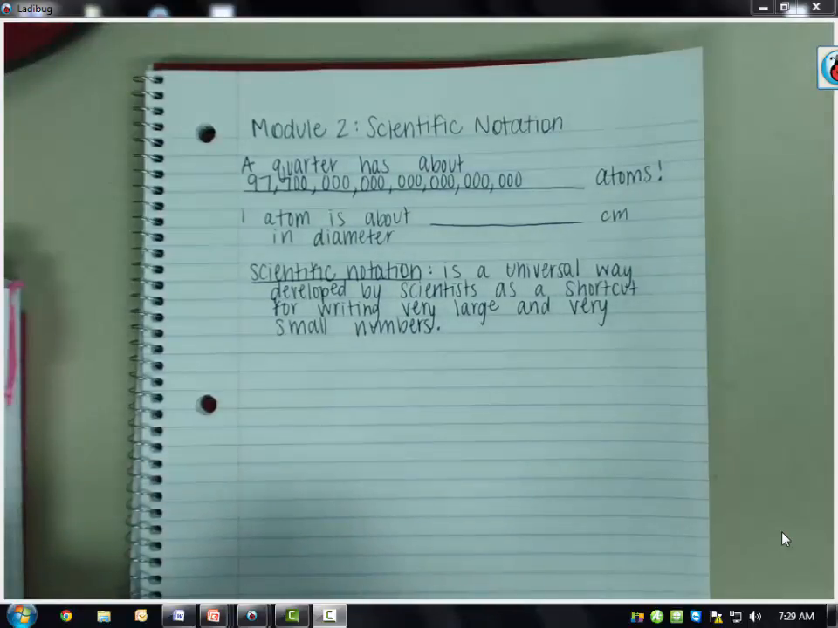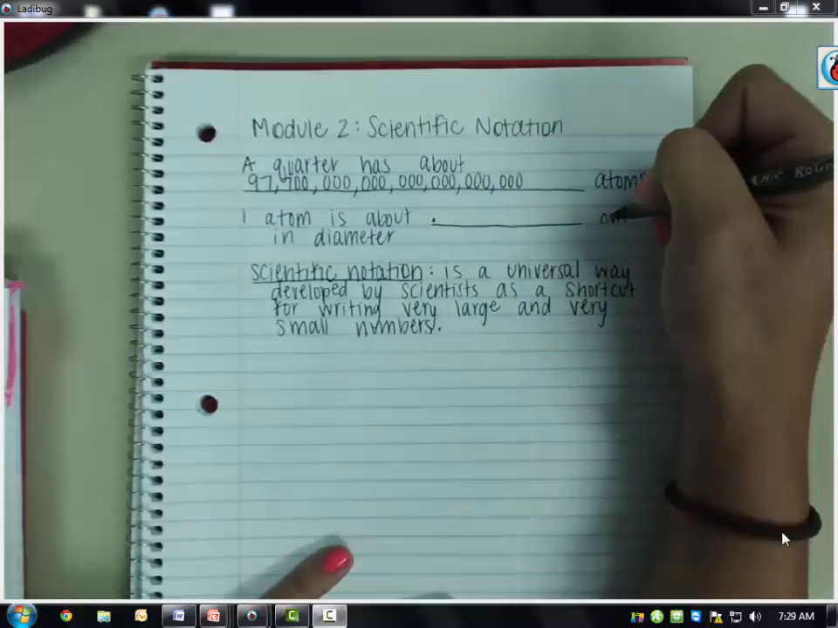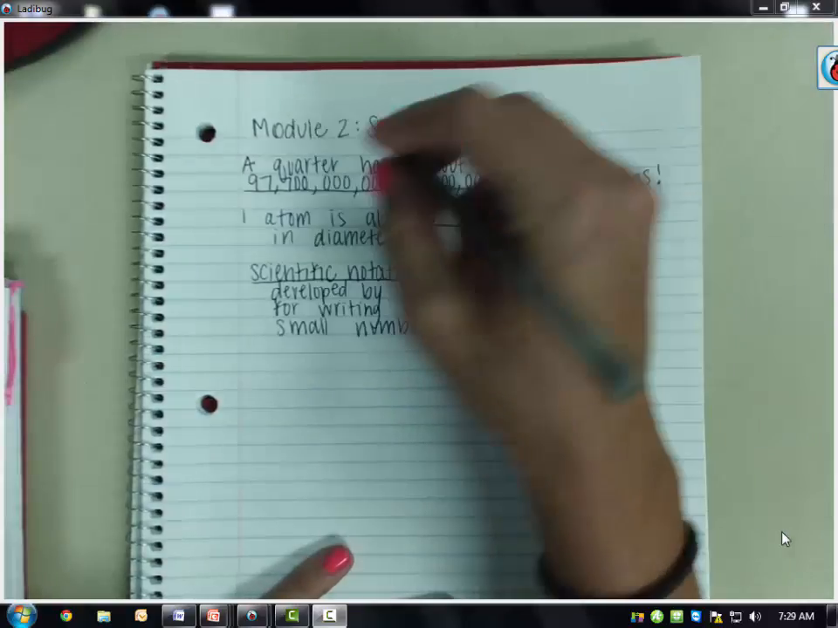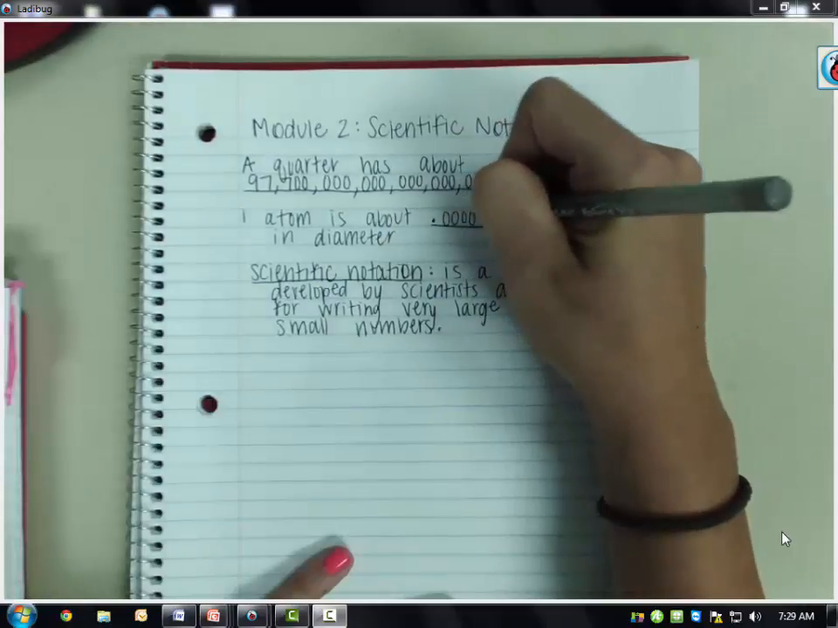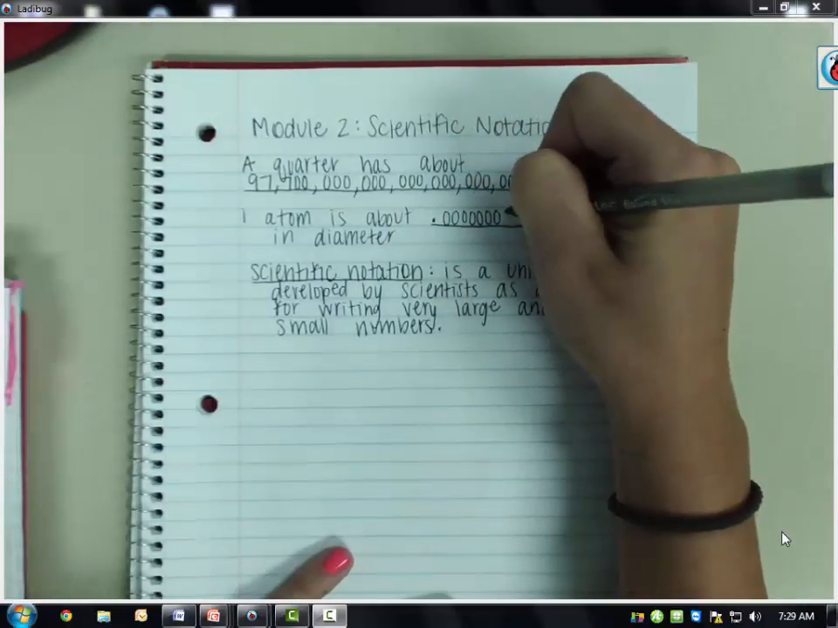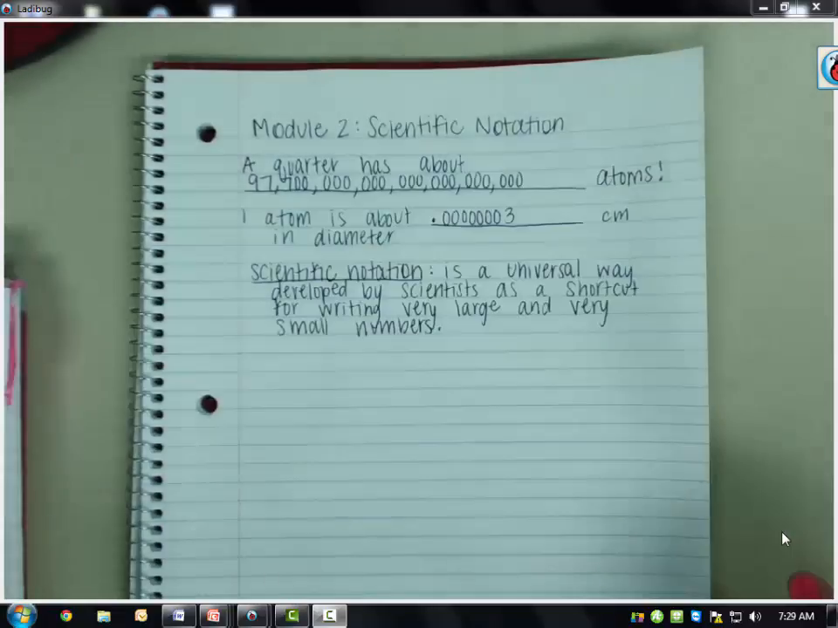Alright, and then one atom is about, this is going to be a small number, right, because atoms are tiny. You're going to write 7 zeros, 1, 2, 3, 4, 5, 6, 7, and then a 3. It's an itty bitty number, and that's really time consuming. So scientific notation is great because it's going to teach you how to write that easier.